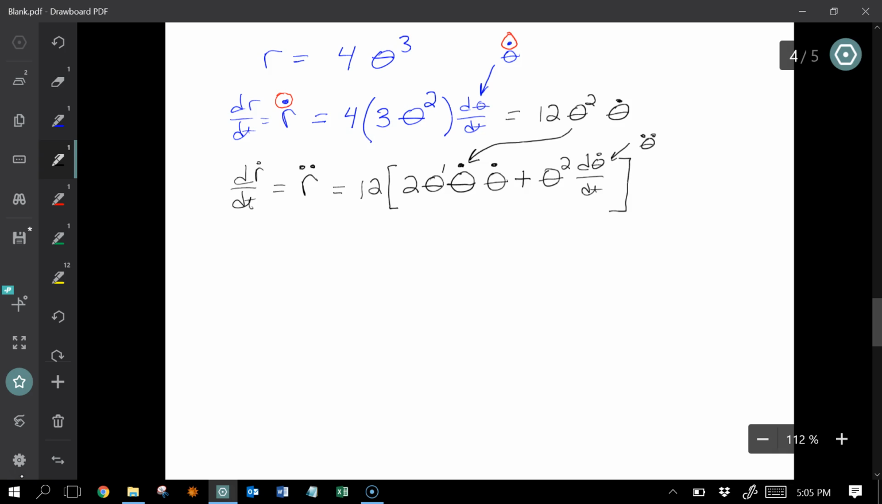Okay, so let's see if the number of dots match up. So on the left-hand side you have one term and it's got 2 dots in it. On the right-hand side you have 2 terms. This term here has 1 dot there, another dot there, so that's 2 dots. Here's the second term, and it has 2 dots in it. So I believe I did the chain rule properly.